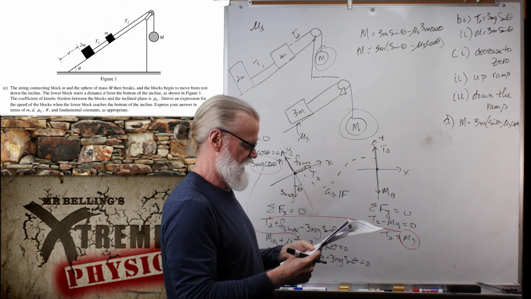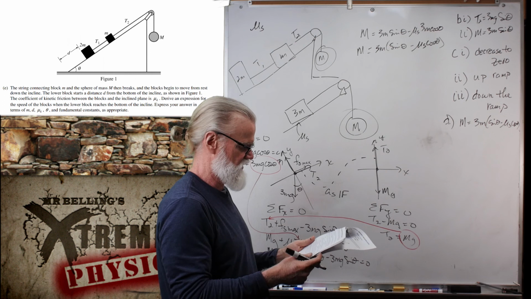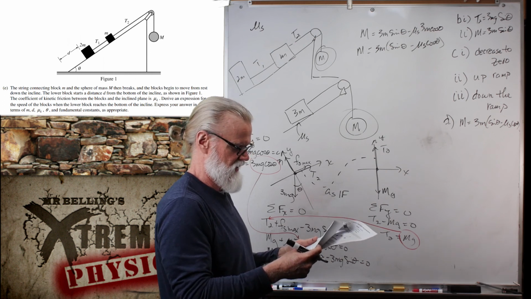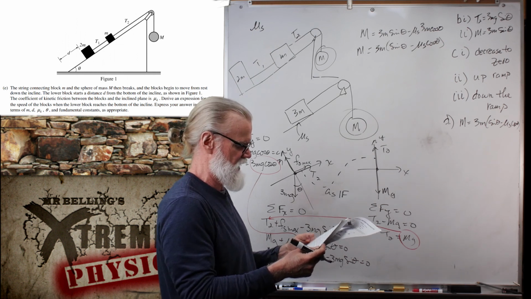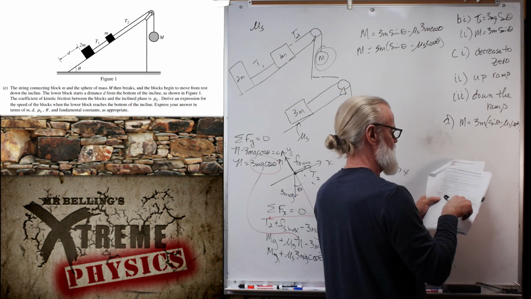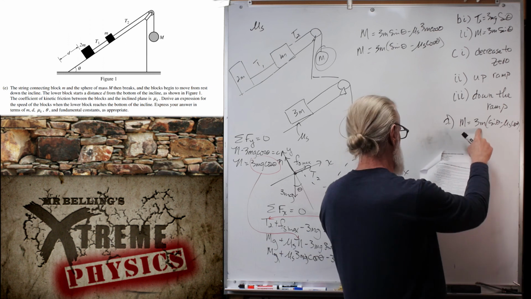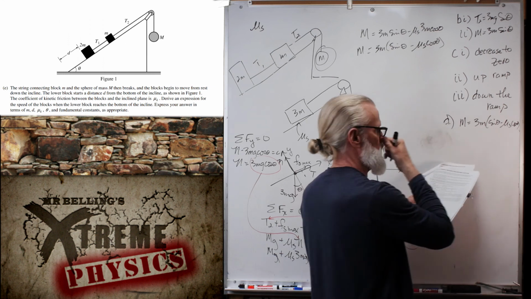The coefficient of kinetic friction between the blocks and the incline is mu k. Derive an expression for the speed of the blocks when the lower block reaches the bottom of the incline. Express your answer in terms of m, d, mu k, and theta. I should make sure I did my thing right in terms of this. Okay, so we're good.